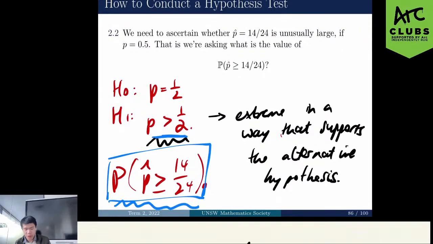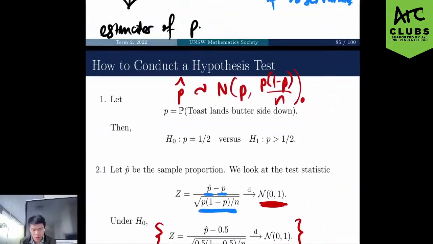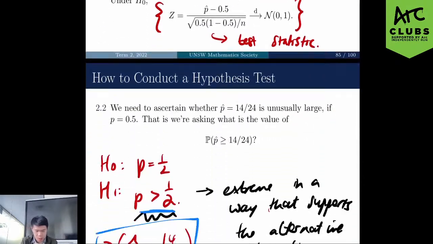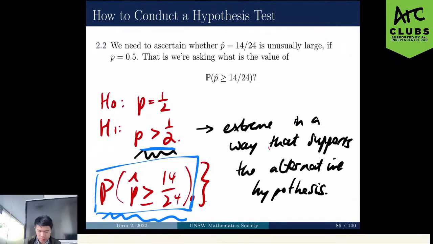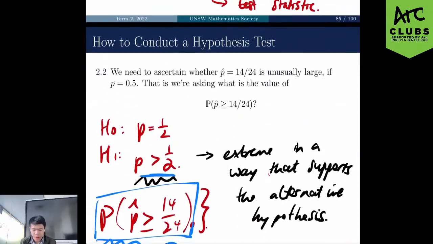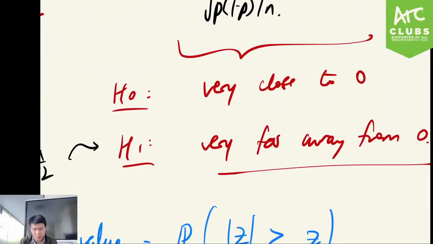Okay, so that's a very brief overview of how that works. It's summarized by: if p is greater than a half, we just take the positive side. If p were less than a half, we take the negative side. If p were just not equal to a half, we'd have to take both sides and take the absolute value.